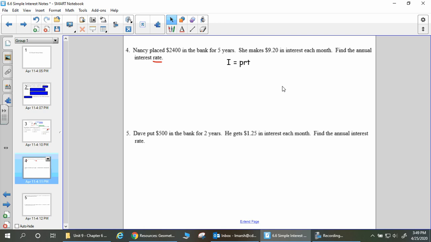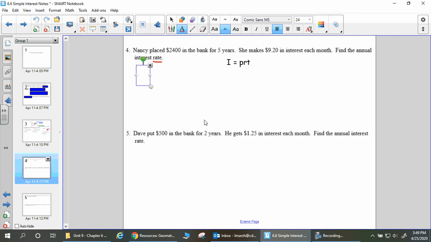Okay? She makes $9.20 in interest each month. So here we are talking about interest, but it's each month. So I got to figure out how much interest is this really? So I'm going to do a little work over here off to the side. If it's 5 years and there are 12 months in a year, if I multiply that, that is 60 months.